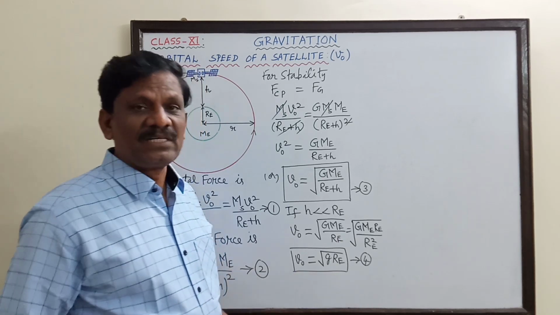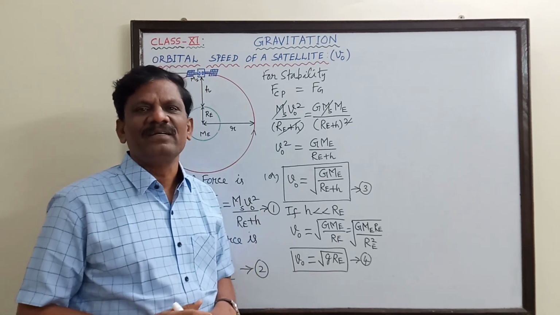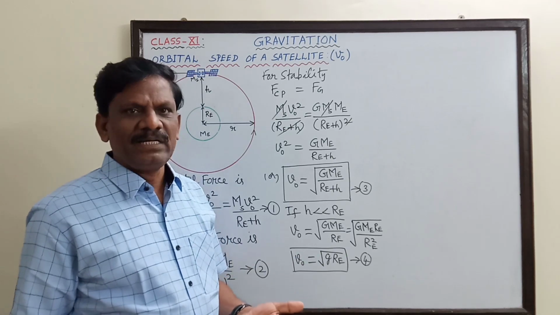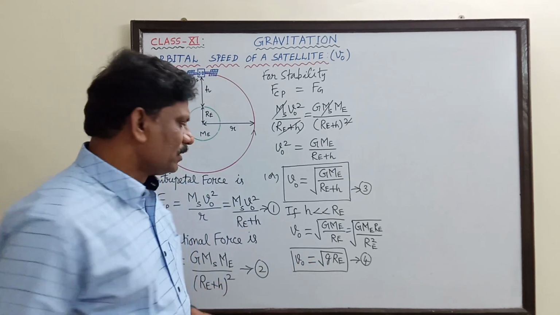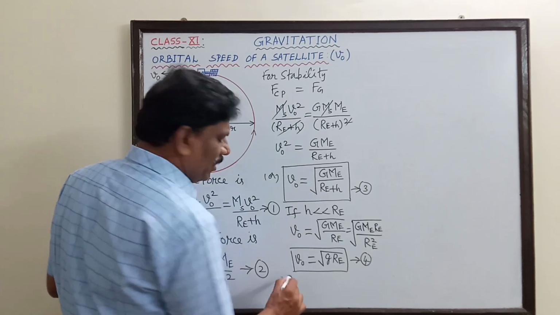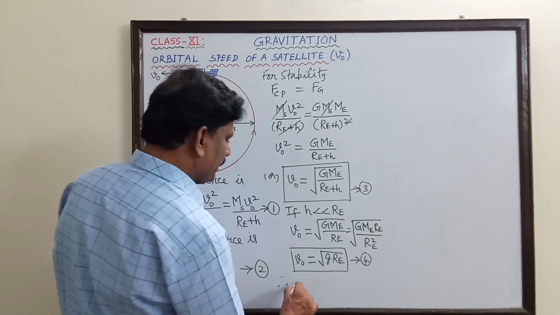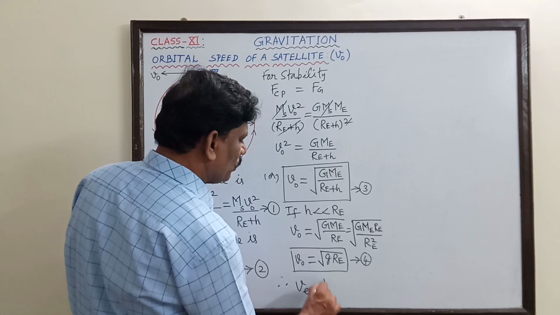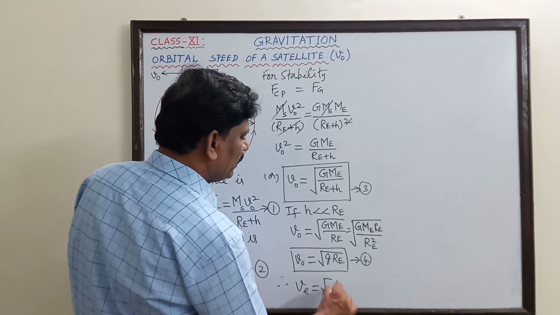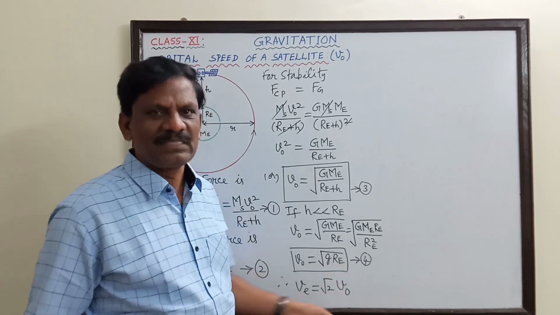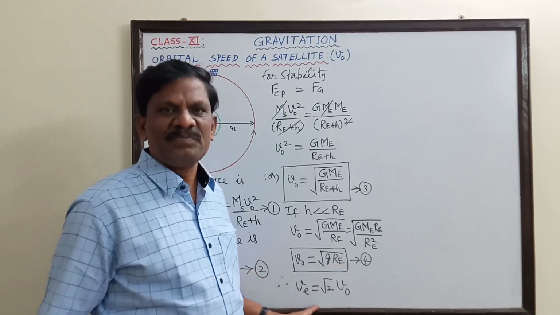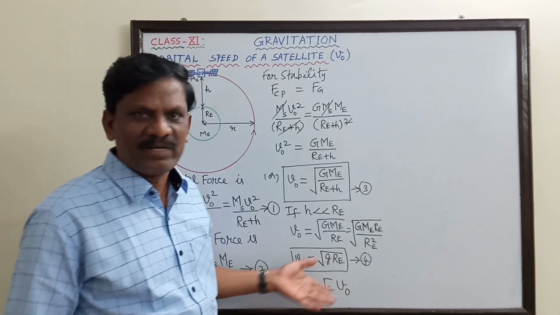But what is the expression we derived for the escape speed? For the escape speed, square root of 2gR, is it not? So we can say that on the surface of the earth, the escape speed is approximately equal to root 2 times the orbital speed. Understand? So this may also be asked as a multiple choice question in competitive exams. That is why I have written it here.